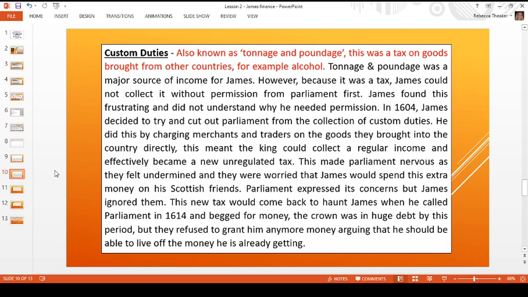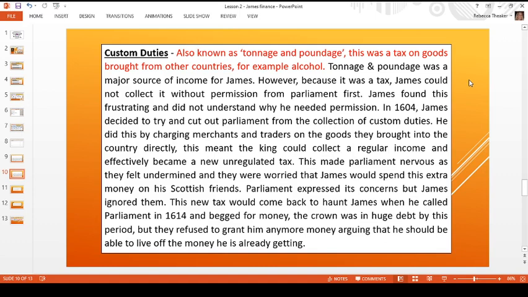We still have custom duties now. If you wanted to import something from a foreign country, you have to pay a charge on it, and things like that. So tax on goods from other countries is still around today and had been around for quite a long time. Tonnage and poundage was a major source of income for James. So whenever someone brought something in from a foreign country, there would be a tax on it, and then James would get a certain percentage of that tax known as tonnage and poundage, and then he was able to use that money however he liked.